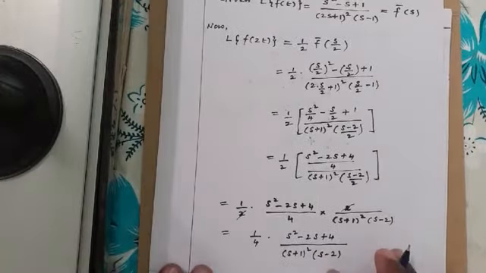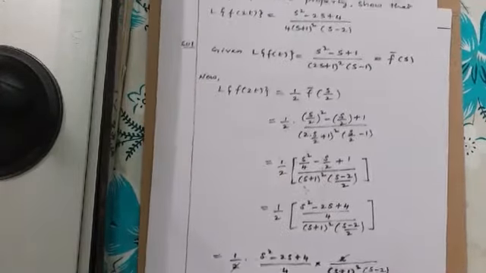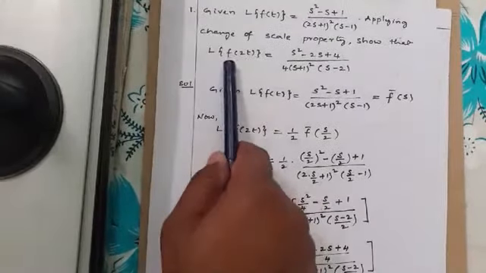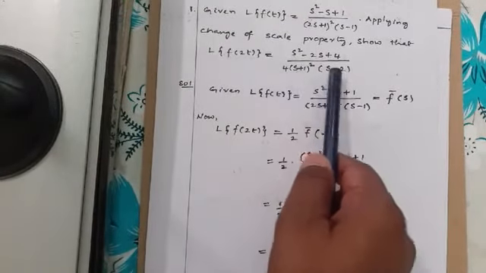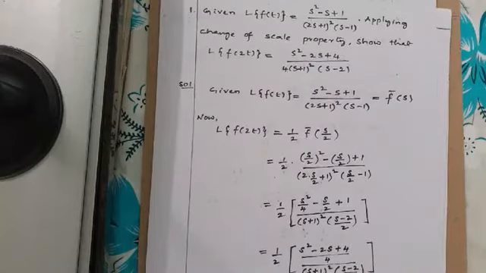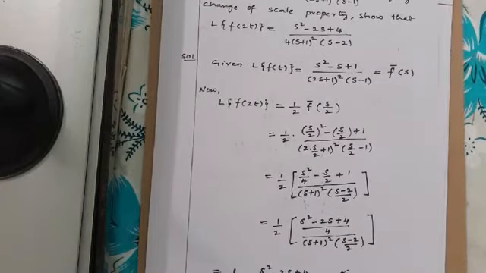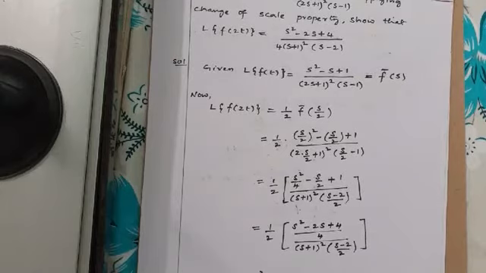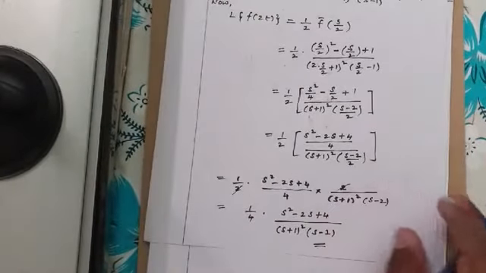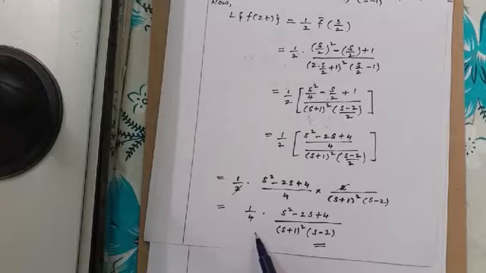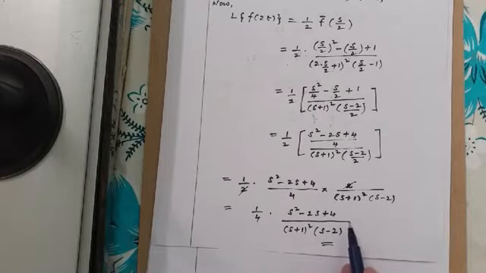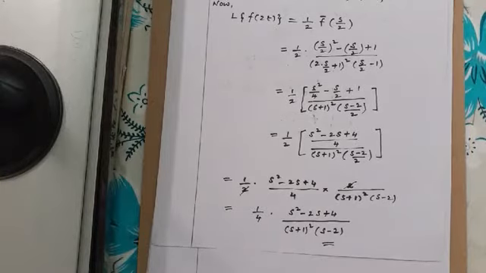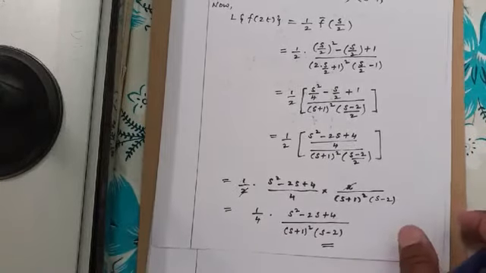So this is the answer which was asked to find. Here you can see L of f of 2t is equal to s square minus 2s. Now compare our solution: (s square minus 2s plus 4) upon 4 into (s plus 1) whole square into (s minus 2). After solving we got the same. So in this way we solve problems based on the change of scale property.